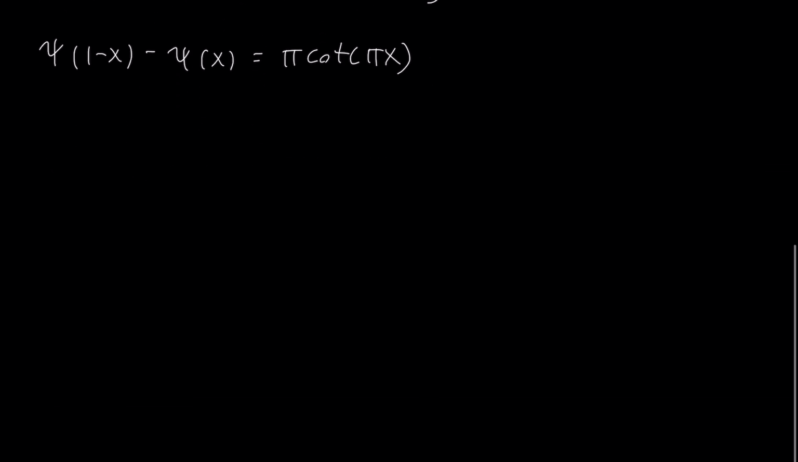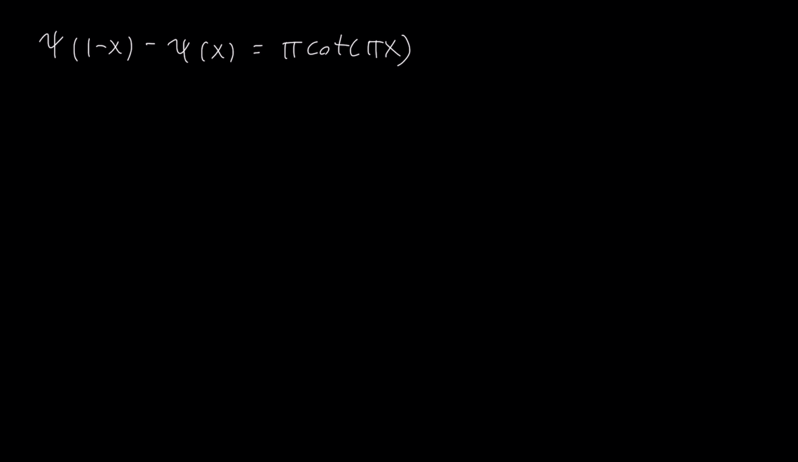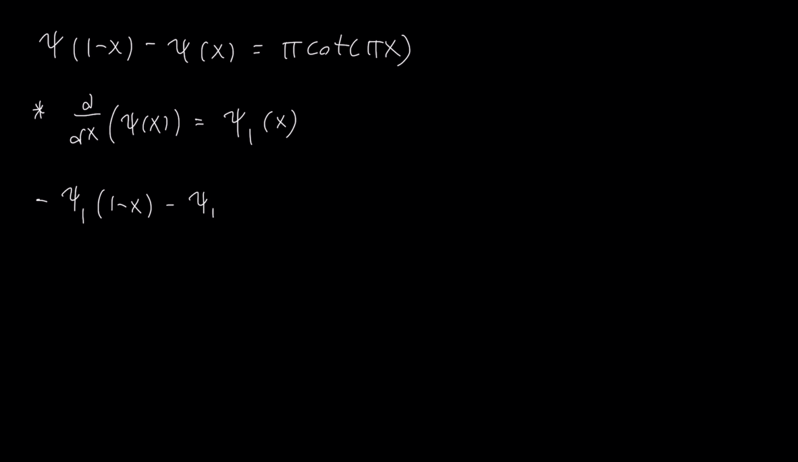So now that we have this result, we're going to differentiate both sides again. So now we'll also use the fact that the derivative of the digamma function is the trigamma function. So differentiating both sides here, it's going to yield negative trigamma 1 minus x minus trigamma x is equal to pi times the derivative of cotangent, which will be a negative cosecant squared of pi x, and we're going to have an extra pi left over, so we're going to have a pi squared term.